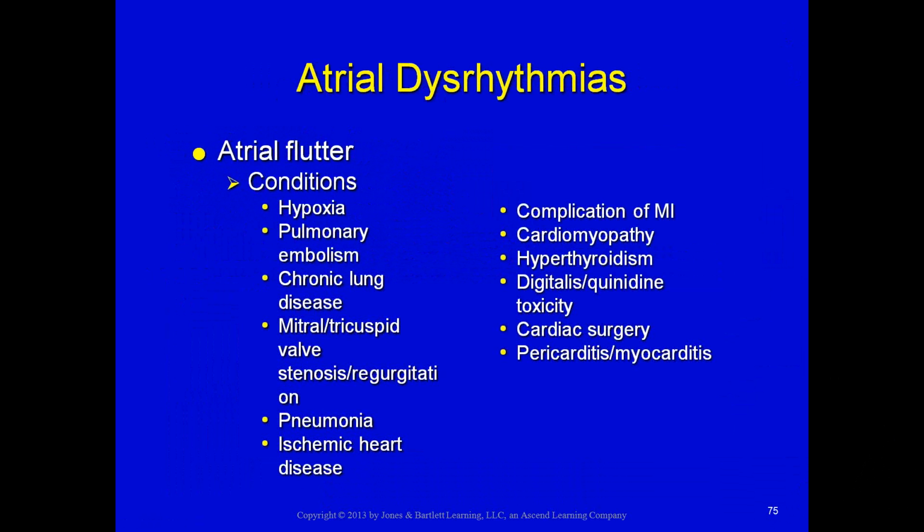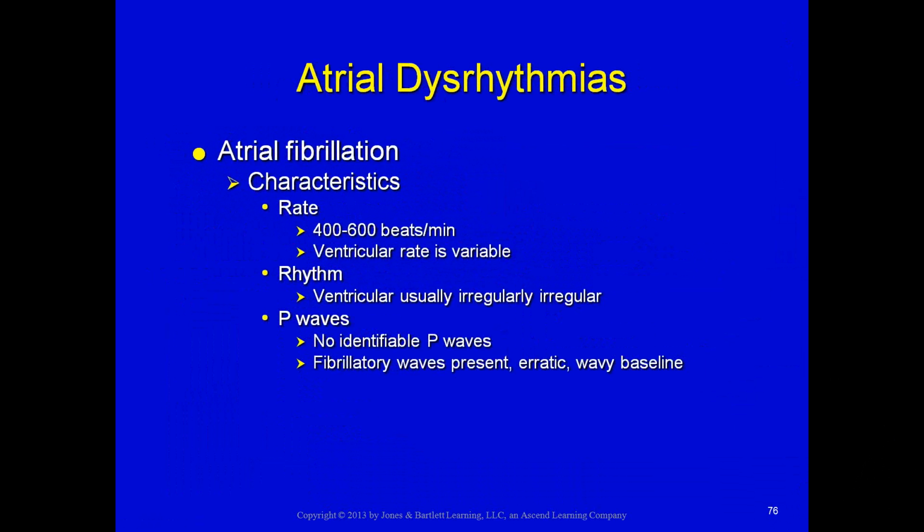Hypoxia causes atrial flutter, pulmonary embolism does, chronic lung disease, mitral and tricuspid valve stenosis or regurgitation, pneumonias, ischemic heart disease. It's a complication of an MI as well. Cardiomyopathy, or an enlargement of the heart muscle. Hyperthyroidism. Certain drugs can cause atrial flutter, like digitalis or quinidine. Cardiac surgery, and then any inflammation of the lining of the heart or the heart muscle itself can cause atrial flutter.